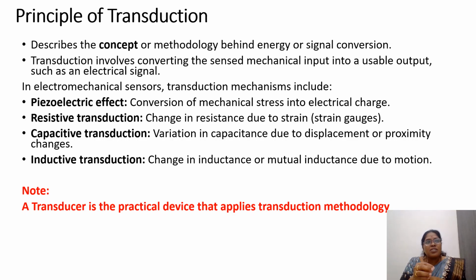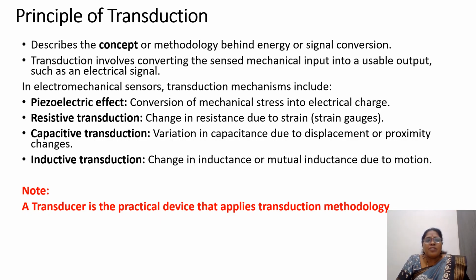Transduction involves converting whatever gets sensed from the mechanical input into some useful output. Useful output in the sense that we need only the electrical signal. So it will convert the mechanical input, the displacement, force, compression, anything, into an electrical signal. That we call transduction. It's nothing but the transducer. What's the role of a transducer? A transducer does only this transduction. Whatever the sensor output we get will be converted into some electrical signal.